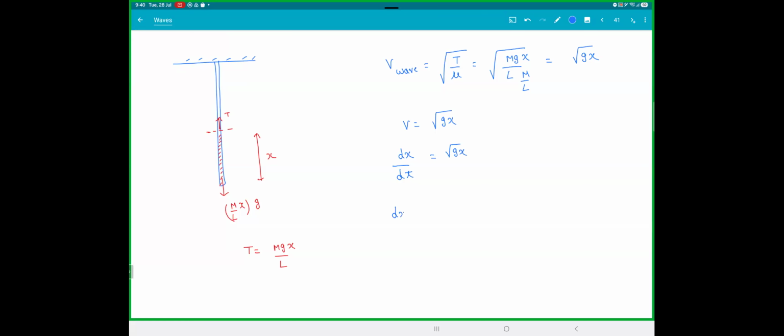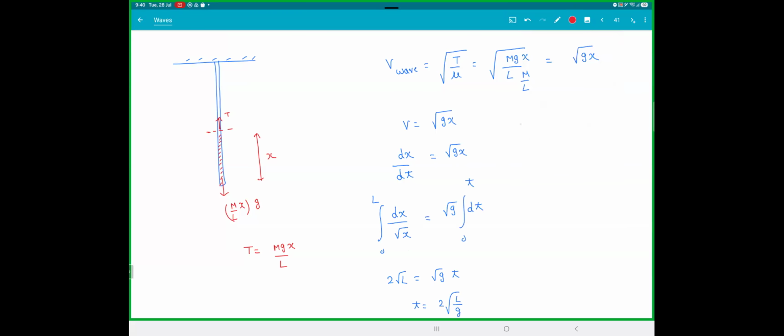Bring it this side, we get dx by root x is equal to root g dt. 0 to L, 0 to T. This thing will be x power minus half. So that will be 2 root L is equal to root g into time. So T is equal to 2 times root L by g. Then one integration and you're done. So find the tension as a function of x and finish it off.